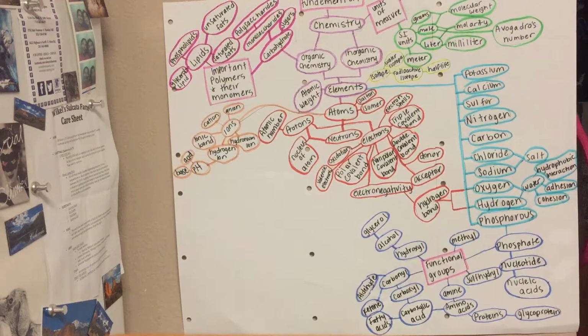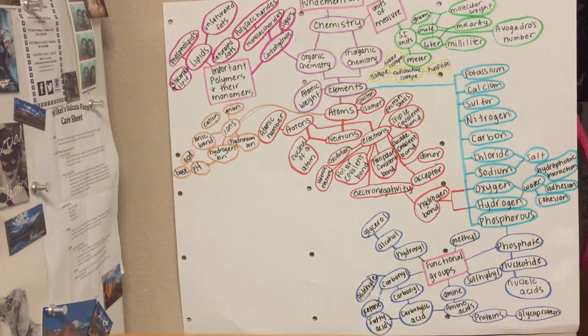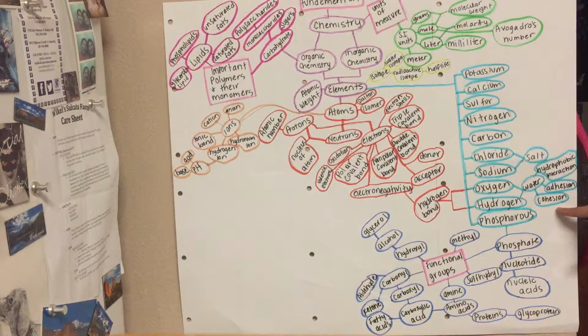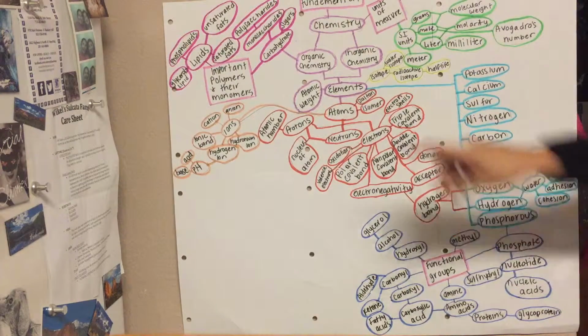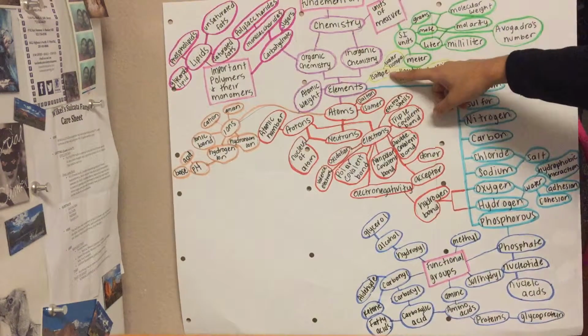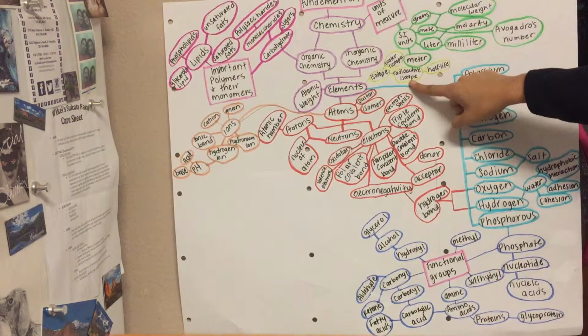It's connected to the hydrophobic interaction because when water and a hydrophobic molecule are together, they interact. It's connected to adhesion, which is water sticking very well to other things, and cohesion, which is water sticking to itself very easily. And if we go back up here to isotopes, different isotopes are water isotopes and radioactive isotopes.